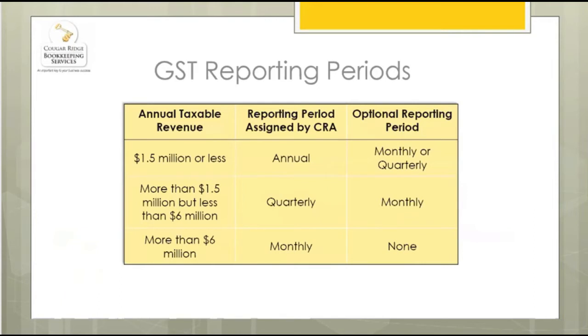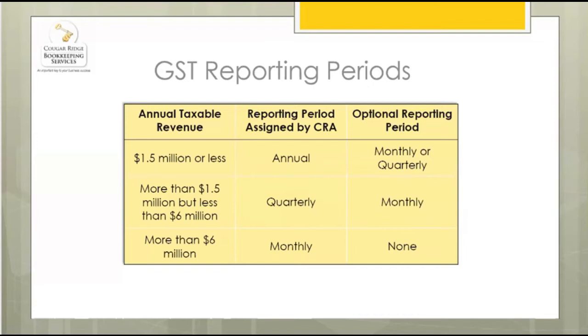So when you are assigned a GST number, they will also assign you a reporting period. So typically, if you have $1.5 million or less in annual taxable revenue, CRA will automatically assign you a yearly reporting period, meaning that you only have to file a return once a year. You only have to record and file the amount of sales and the GST you collected and the GST you paid out for an entire year of business. That's probably the situation that most of you are in, is $1.5 million or less.